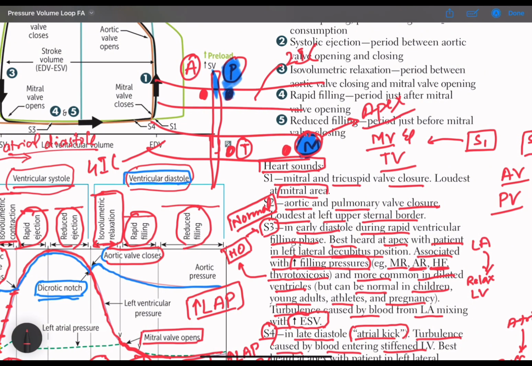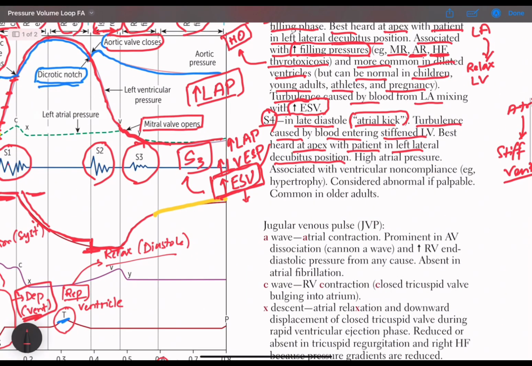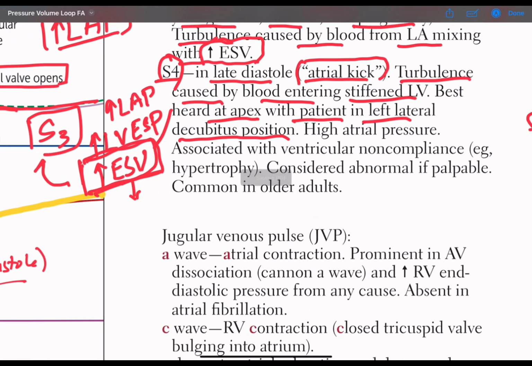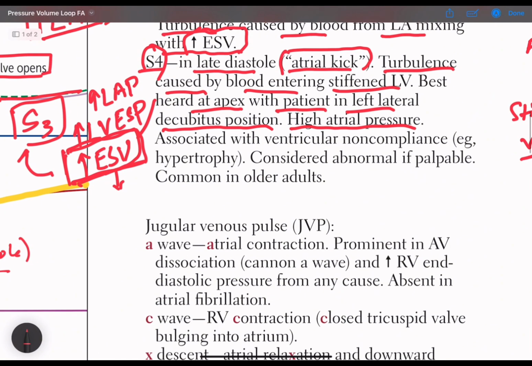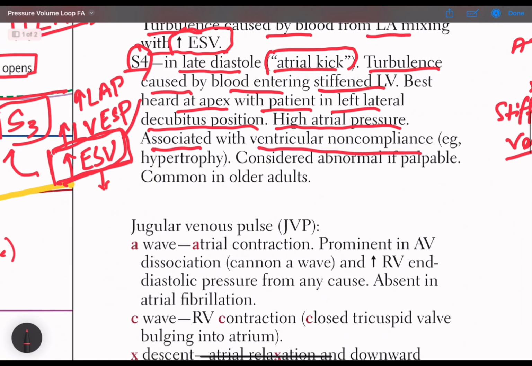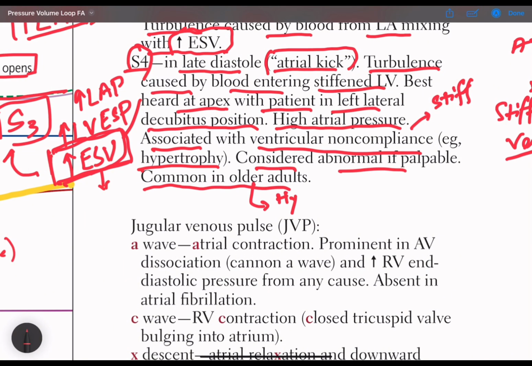So if we turn the patient into the left lateral decubitus position, the S3 and S4 can be heard at this area. In this condition, again, we have high atrial pressure. This is associated with ventricular non-compliance. In other words, the conditions in which we have stiffened left ventricles. For instance, in hypertrophy, it is considered abnormal if palpable. In older patients, it is considered normal because we have somewhat of hypertrophy of the left ventricle.